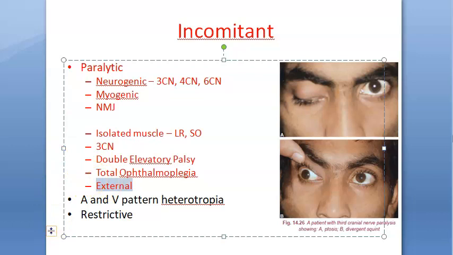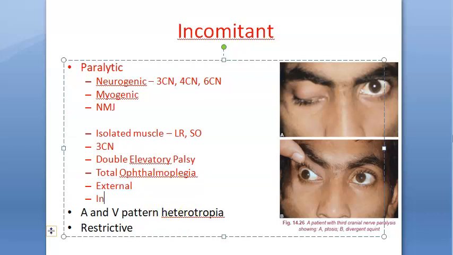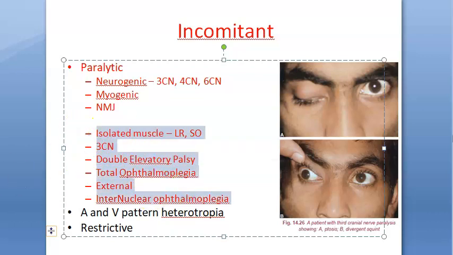Okay, then there is something called internuclear ophthalmoplegia. There is a lesion in the medial longitudinal fasciculus, MLF. Okay, what is that? Internuclear ophthalmoplegia. Okay, all these are the clinical varieties of this paralytic.